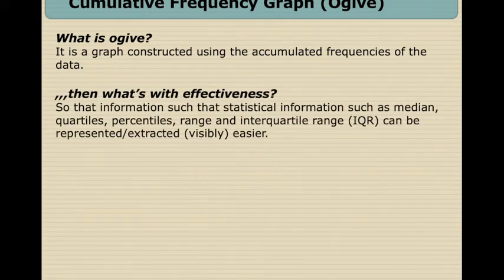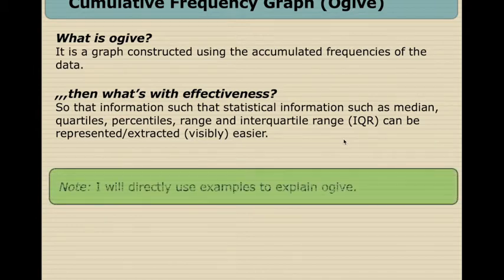Then why do we use an ogive? What is the effectiveness? Well, here we are still talking about presentation of data, and by using an ogive, we can see information clearer, such as the median, quartile, percentiles, range, and IQR, directly from the graph. So that's why we use an ogive. We can extract this information easier. Okay, so let's jump straight to some examples.